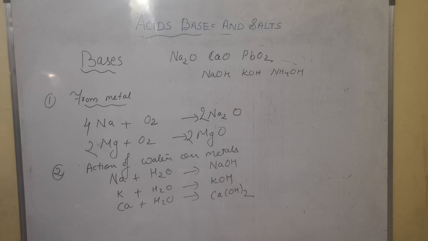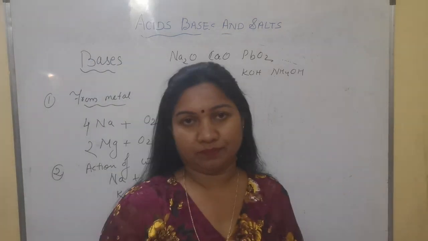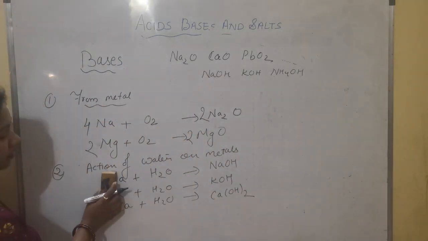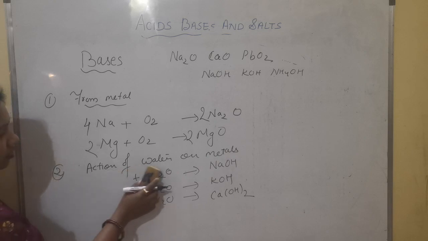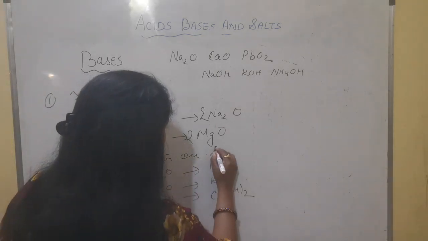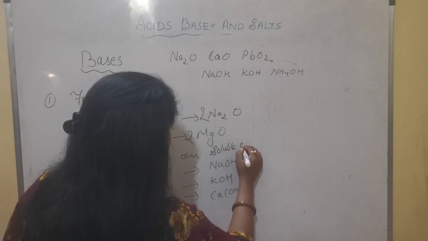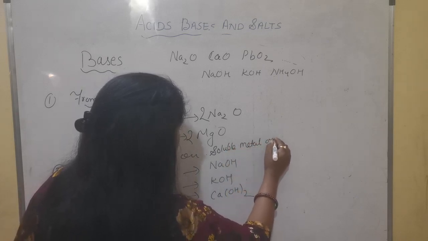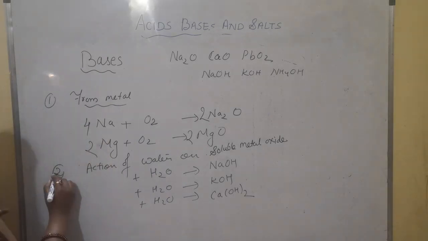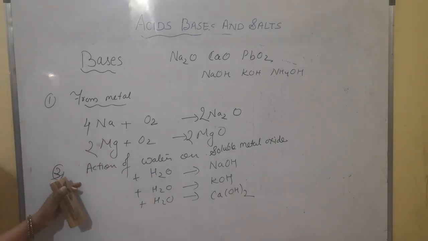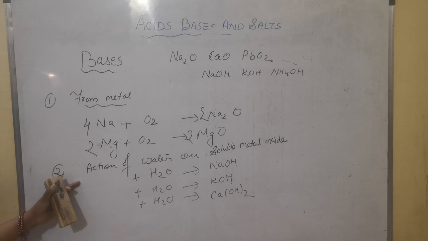The next method is by the action of water on soluble metal oxides. What are soluble metal oxides? All the oxides of sodium, potassium and calcium are soluble. So now the next method is the action of water on soluble metal oxides.